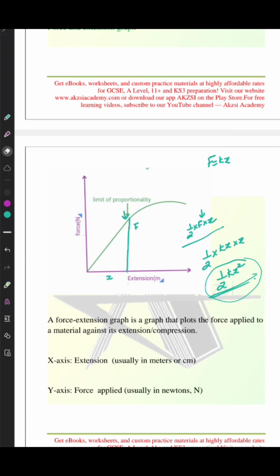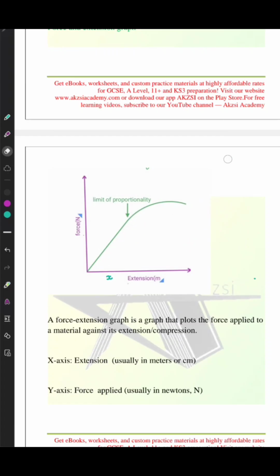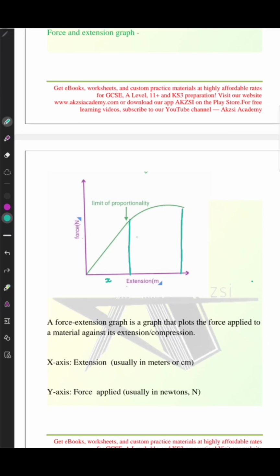As I told you, to calculate elastic potential energy, you have to find the area under the curve. Up to this point you will get a very perfect answer. Beyond it, if you want to calculate, you just have to estimate it. That means divide this into a trapezium and you can find the answer. So divide this into a known figure and estimate the area under the curve, which will give you the elastic potential energy up to that particular point.